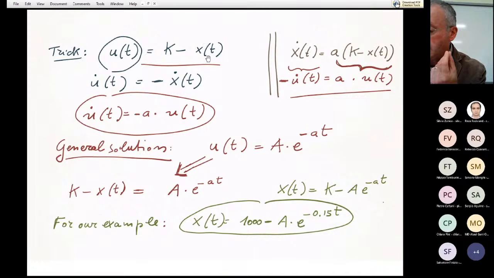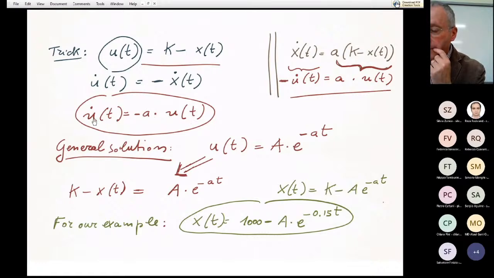So K minus x(t) in the original equation becomes u(t) here. The derivative x dot t becomes minus u dot t. This means that if we change the sign on both sides, you have u dot t equal to minus a u(t). So the new variable evolves via a differential equation that we can already solve, because this is the model of constant growth. By focusing on the difference between the carrying capacity and the level of the variable, we have a model of constant decline of this new quantity.